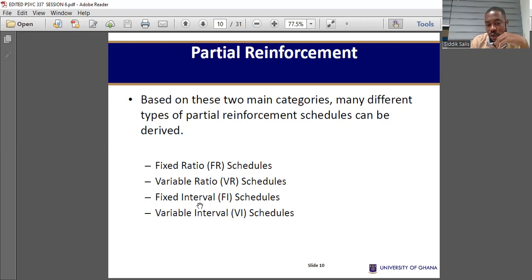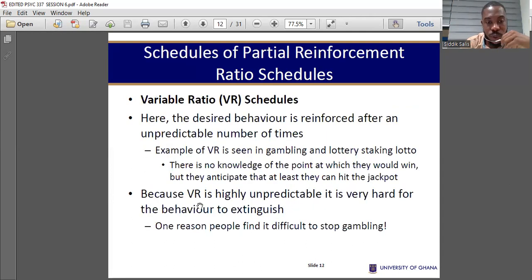So variable interval, what do you think that will be? Let's say today you spent 1 hour, then you were given 10 cedis. The next day you spent 2 hours and you were given 10 cedis. The third day you did 3 hours and you were given 10 cedis. The fourth day you did it and you were given 100 cedis. So you see, yes, there's time, but it is not fixed. So that is variable interval. And I think we are done with this.